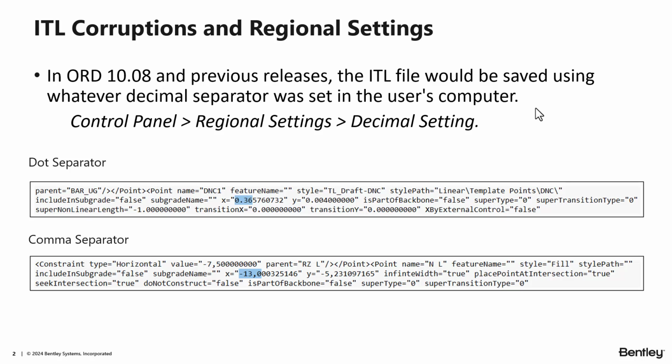In ORD 1008 and previous releases, whenever you saved an ITL file, it would be saved using whatever decimal separator was set in your user's computer as part of the regional settings. So if you had your decimal setting set to a dot separator, that's how it would be saved, with a dot. You can see on the screen there, if you saved it where your regional settings were set to a comma separator, then the ITL would be saved with a comma.